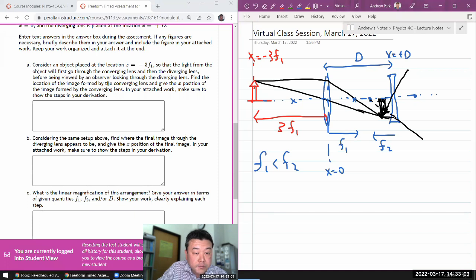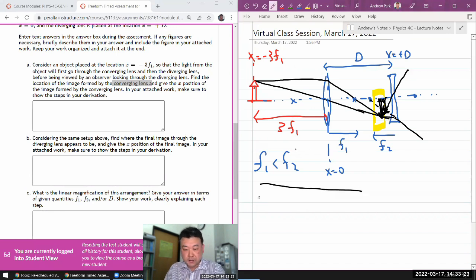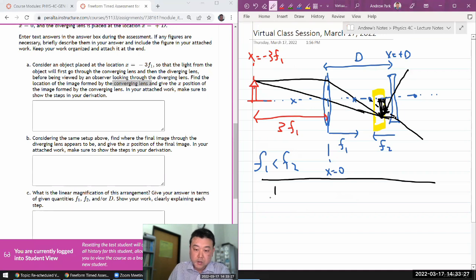Find the location of the image being formed by the converging lens. Okay, so I need to answer this part, the stuff relating to this image here. So for actually getting an answer, I won't use the diagram. Again, it's not to scale. But what I should do is use the lens equation. I have the thin lens equation, which tells me the relationship between the object distance and the image distance and the focal length.